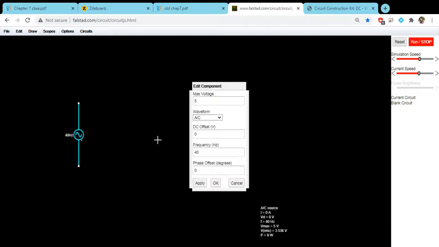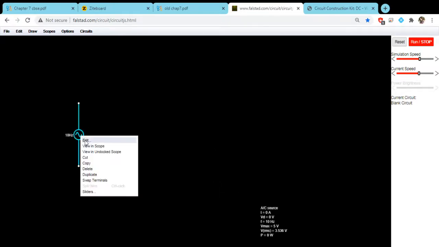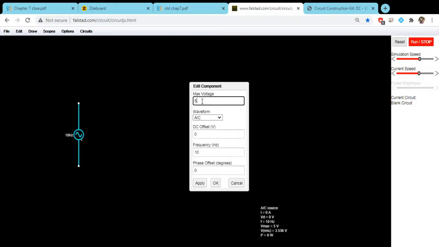We can change it. Frequency, let's say it is 10 hertz. Okay, and the maximum voltage is 5 volt. Okay, you can see that the maximum voltage I have chosen is 5 volt. So that is okay.